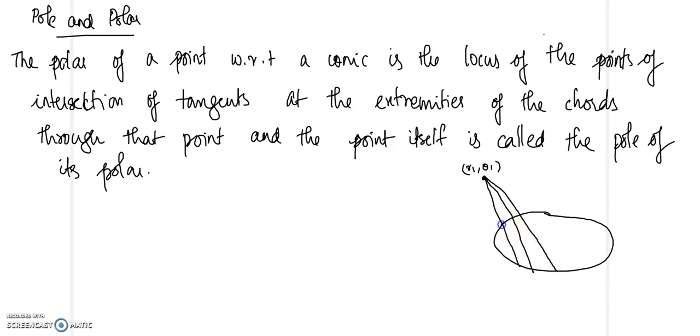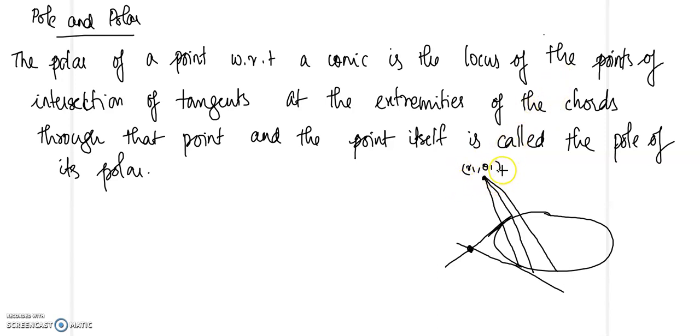So at the points of contact we can draw the tangents. The tangents will be intersecting at points. The locus of such points is called the polar with respect to the point r1 theta 1, and the point r1 theta 1 is called the pole of the conic. So that's how we define the pole and polar.